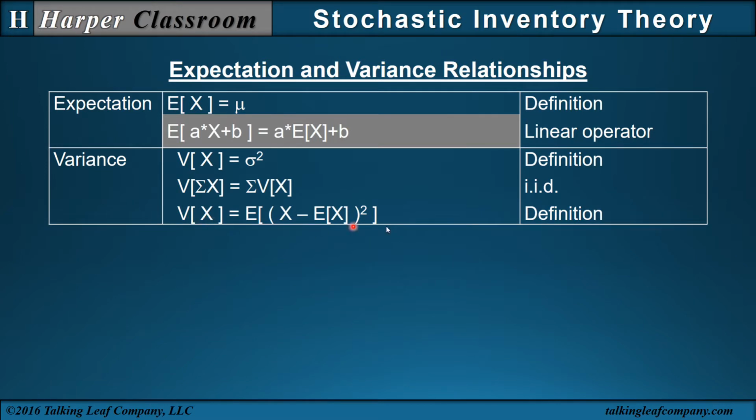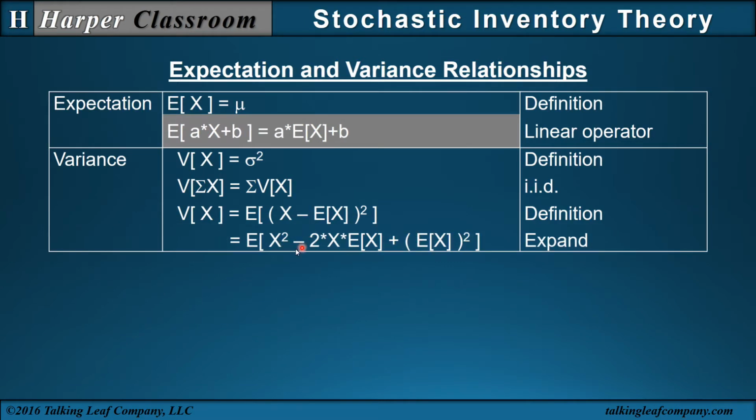The variance of x is also defined as the expectation of (x minus the expectation of x) quantity squared, where the expectation of x is the mean. So x minus the mean is really the error. So if I square the error and then take the expectation of the error, that's called the mean of the squared error.